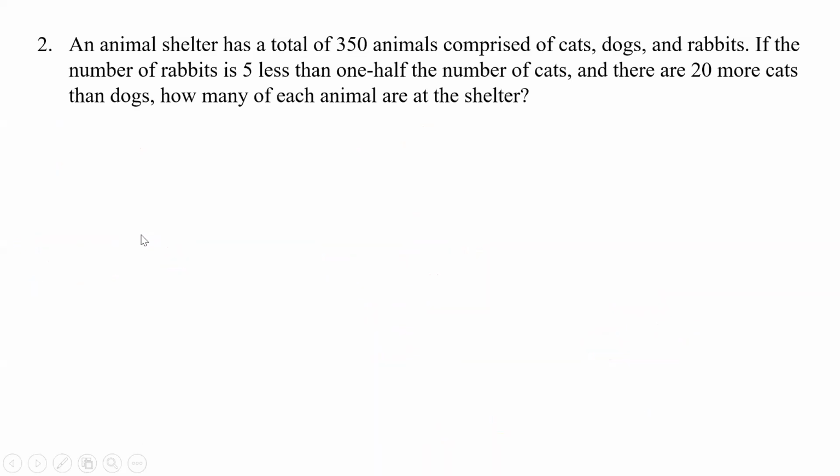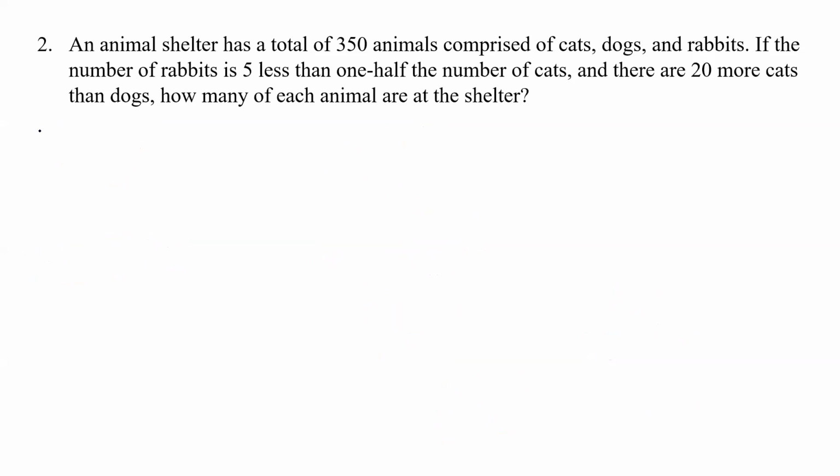And I didn't need extra space here, so I guess I was good there. Now, an animal shelter has a total of 350 animals comprised of cats, dogs, and rabbits. Now, if the number of rabbits is 5 less than 1/2 the number of cats, and there are 20 more cats than dogs, how many of each animal are at the shelter?